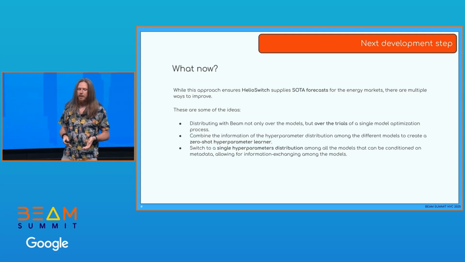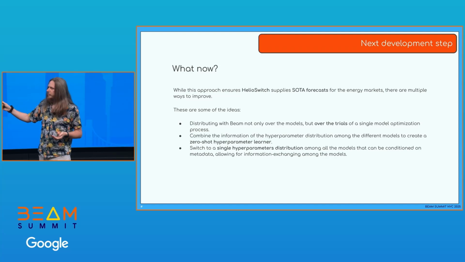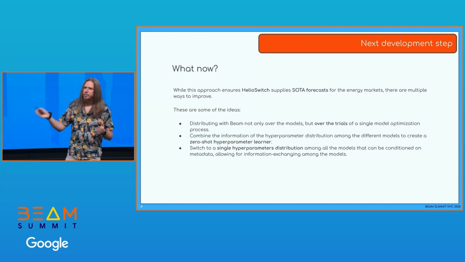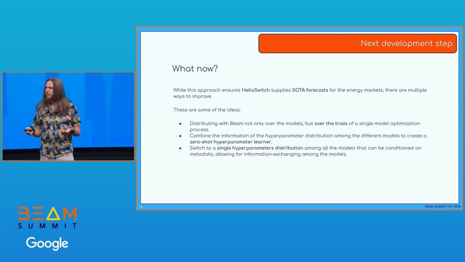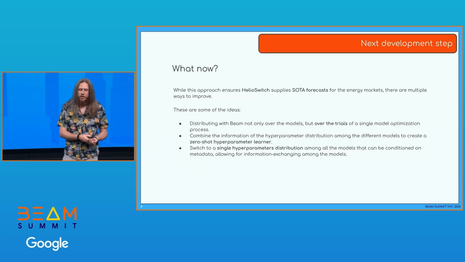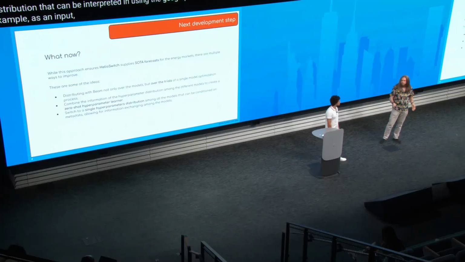Or we can combine all the information about the distributions across all the models with their metadata and build a zero-shot hyperparameter learner. Or we can also switch to a sort of big single hyperparameter distribution that can be conditioned on the metadata. So basically, we don't have the distribution for Milan, the distribution for Rome, the distribution for another place, but we have a single big distribution that can be interpreted using the geographic location, for example, as an input. So this is it.